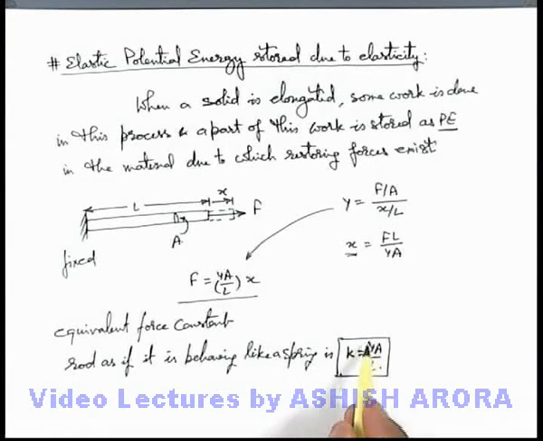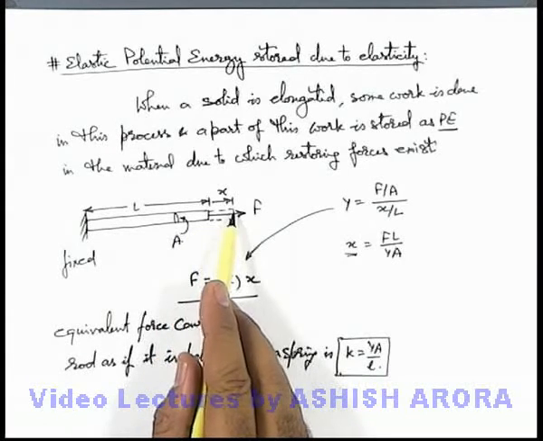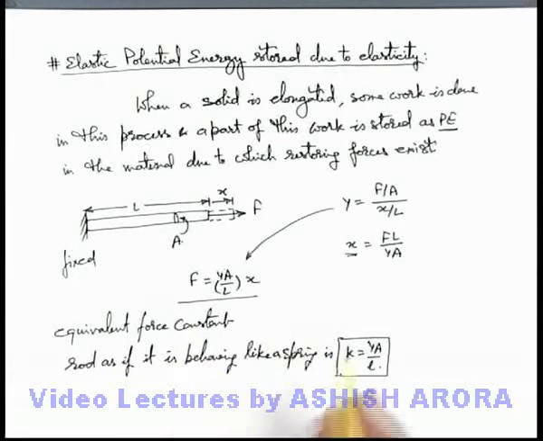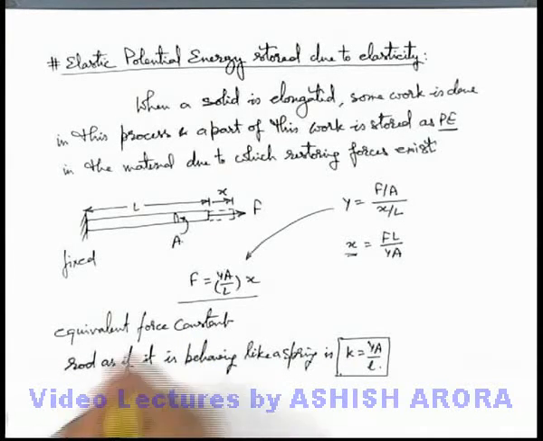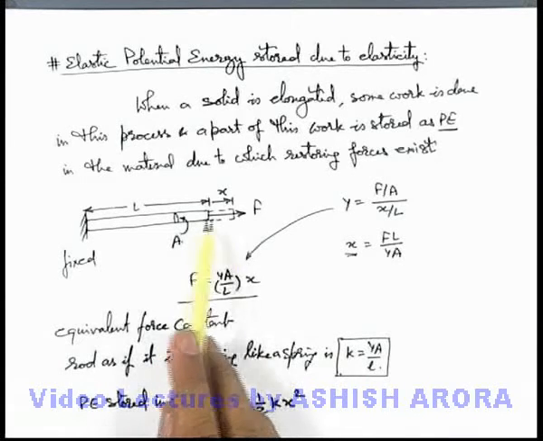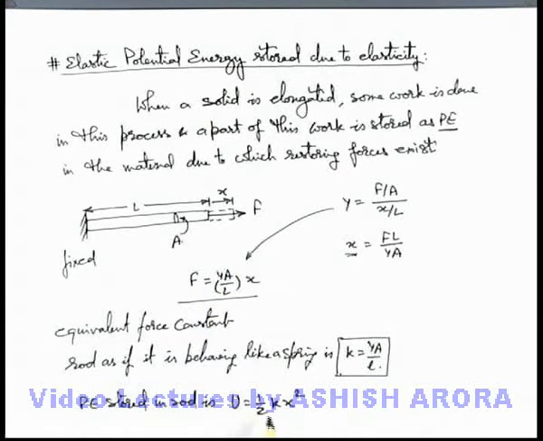And if its force constant is taken as YA by L, and the rod is elongated by a distance X, we can say that it will also store some potential energy. So at elongation X, the potential energy stored in the rod, U, can be written as half Kx square, which we already studied. If a spring having force constant K is elongated by X, the total potential energy stored in the spring is half Kx square.